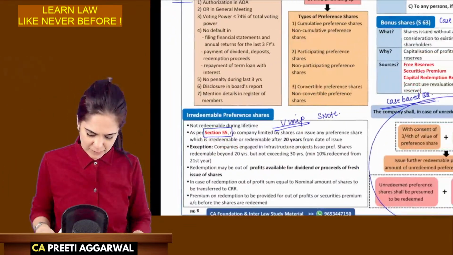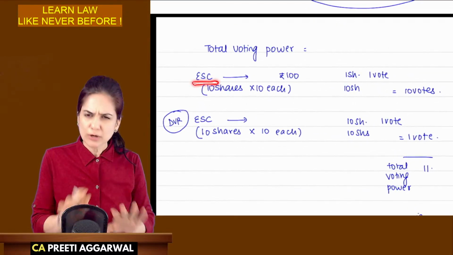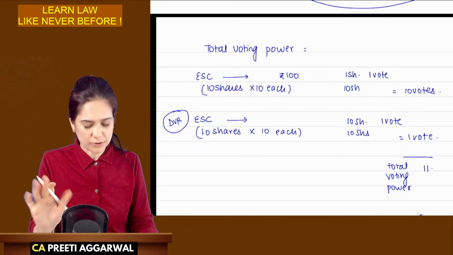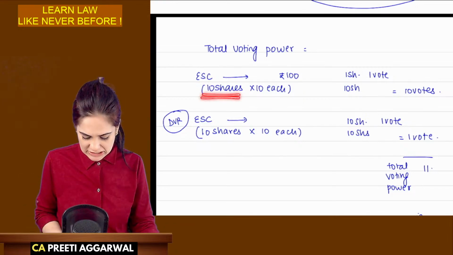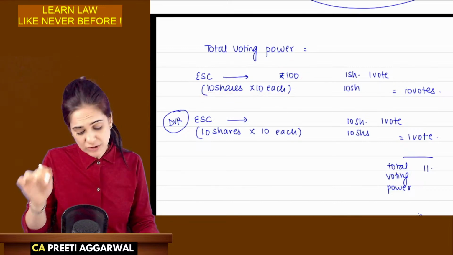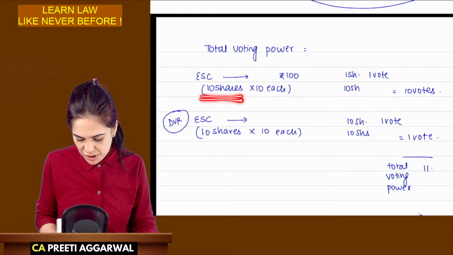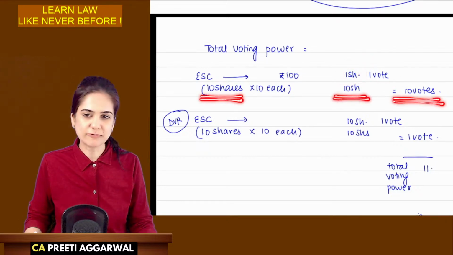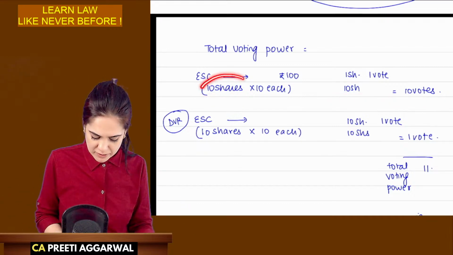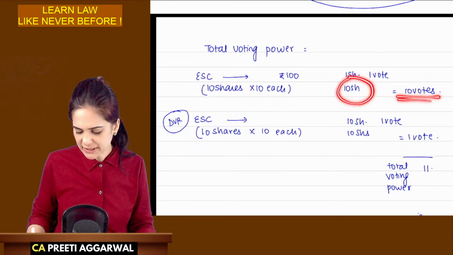Let's say, for example, that I have normal equity shares, one share, one vote. I have 10 shares at 10 rupees each, so my investment is 100 rupees. One share gives me one vote, so I have 10 shares and I will get 10 votes. These are normal shares.